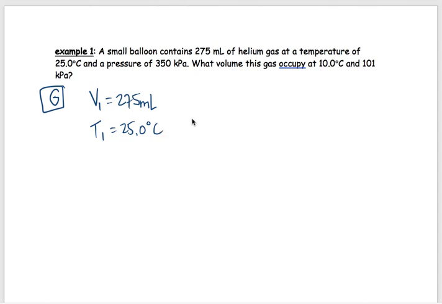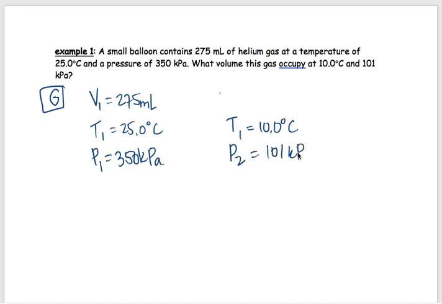And then we have a new temperature, 10 degrees Celsius, sorry, and then we have the initial pressure as well. Okay, and then we have our second pressure. Okay, and then it's saying what is the volume of the gas when it's at these new conditions here. Okay, so there we go. So that's the required.